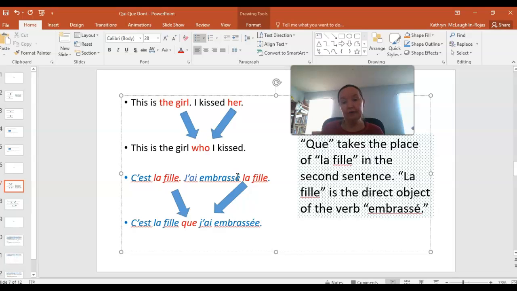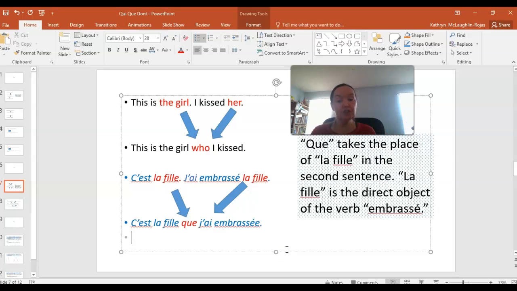Okay, so that's how I can combine these into one sentence in English. Now, when I want to do this in French, it's going to be a pretty similar procedure. C'est la fille. Okay, it's the girl. J'ai embrassé la fille. Okay, so I don't want to repeat myself. So I can say, c'est la fille que j'ai embrassée. The thing you're going to notice after using que in French is that you're going to have a subject and a verb. J'ai embrassé, I kissed, not just a verb.